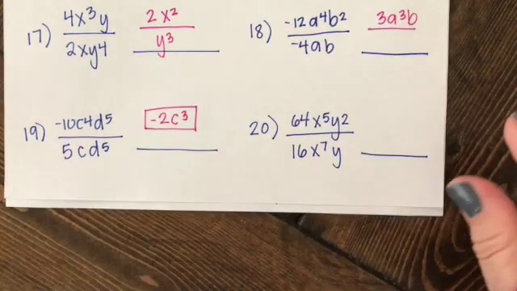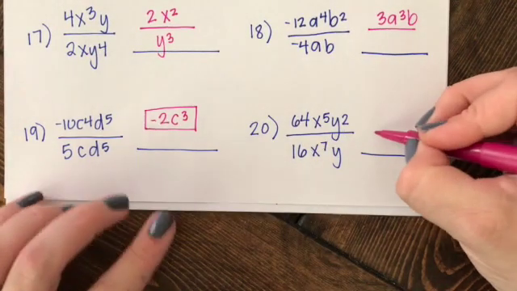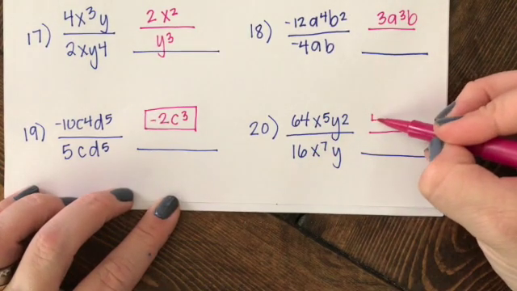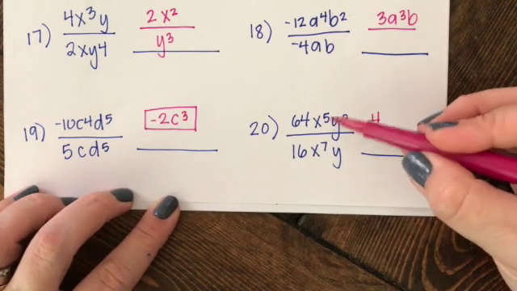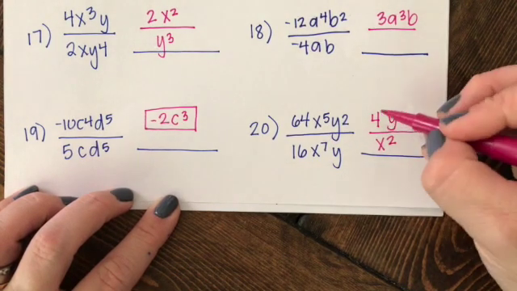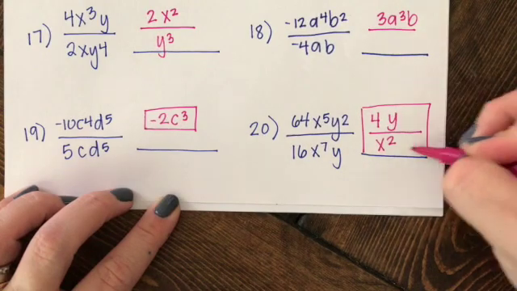And then this last one, 64 and 16, those are actually both divisible by 16. 16 goes into 64 4 times. And then there are 2 more x's in the denominator, and there's 1 more y in the numerator. So that's my final answer.